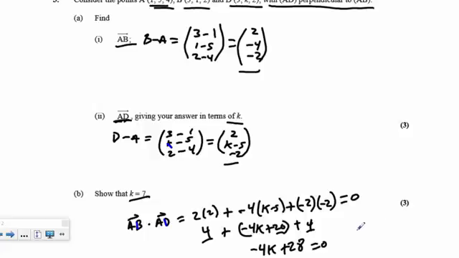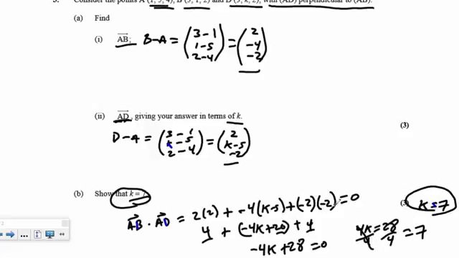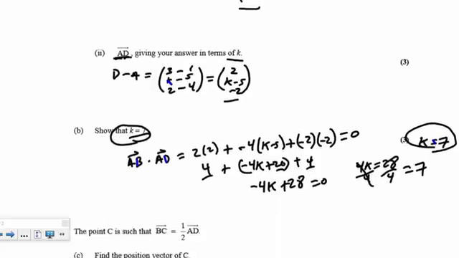So basically I'm going to say, all right, that means that 4k is equal to 28. When I rearrange that equation, if I divide both sides by 4, what this is going to in fact tell me is that 28 divided by 4 is 7. So k is in fact equal to 7, and that's what they wanted me to show right here. So that's kind of what I've done. So k is in fact equal to 7 right here, and that's your answer.